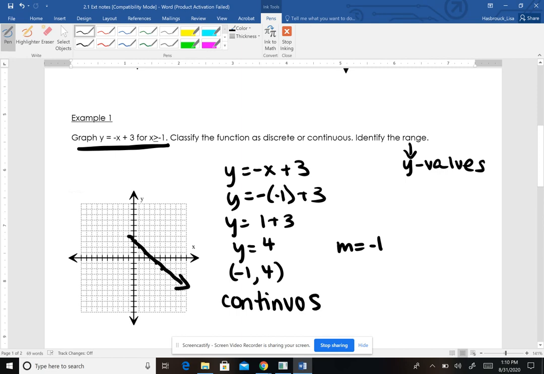For the range, we're going to look at our y values. Well, at our starting point, the y value was 4. And notice how the line is going down. So the y values for these points are getting smaller and smaller. That means for our range, y is less than or equal to 4. And we're going to write this in set notation, which means we're going to write y such that y is less than or equal to 4 in brackets. So that is our range.